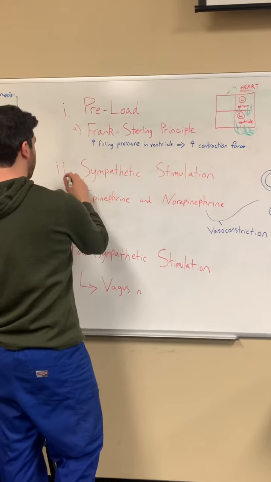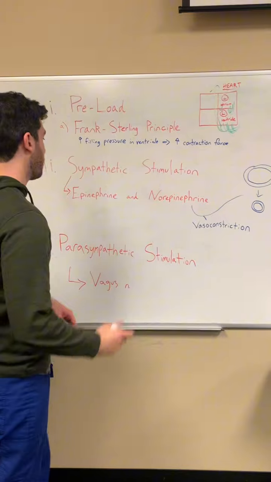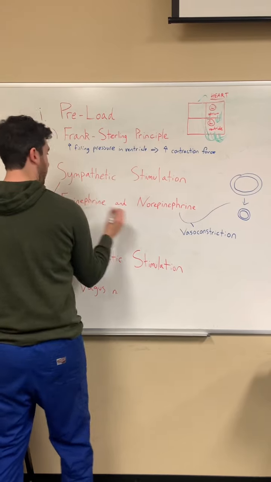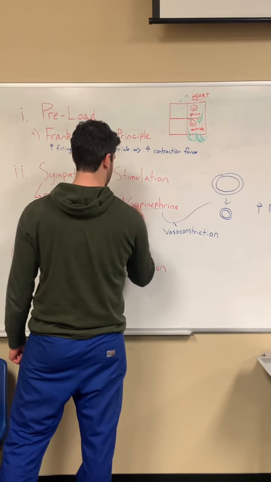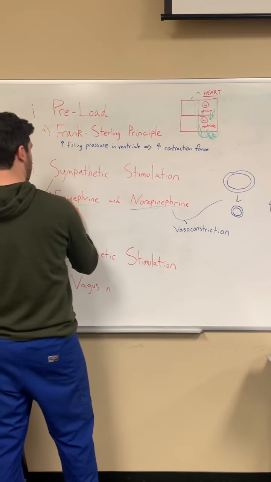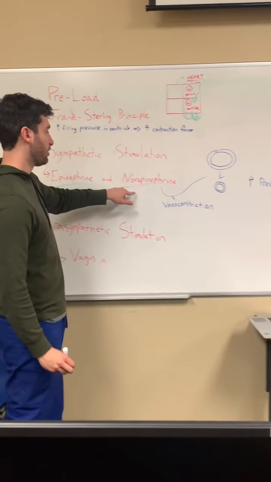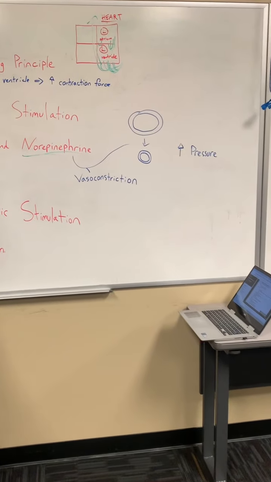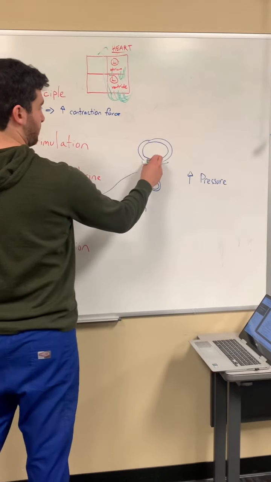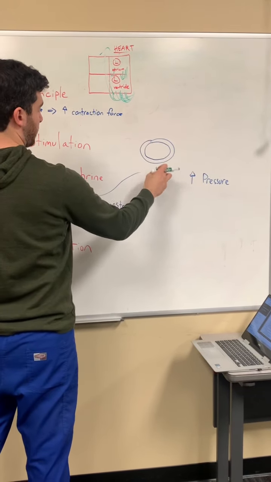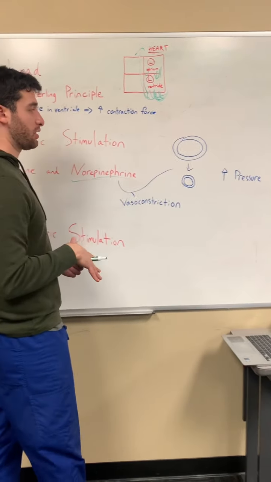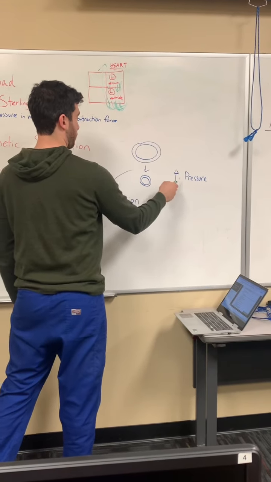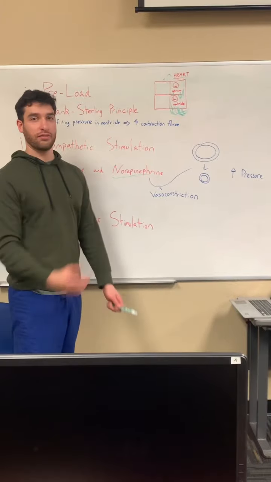And then another factor to think about is sympathetic stimulation. The key here is going to be these two things, epinephrine and norepinephrine. So when the sympathetic nervous system is stimulated, these two are going to get released, which is going to cause vasoconstriction of the peripheral blood vessels. What happens when there's vasoconstriction? The blood vessels shrink, get smaller. We know that when volume decreases, given the same amount of material, the pressure inside the blood vessels is therefore going to increase. Therefore, it's going to pump the blood harder and faster.